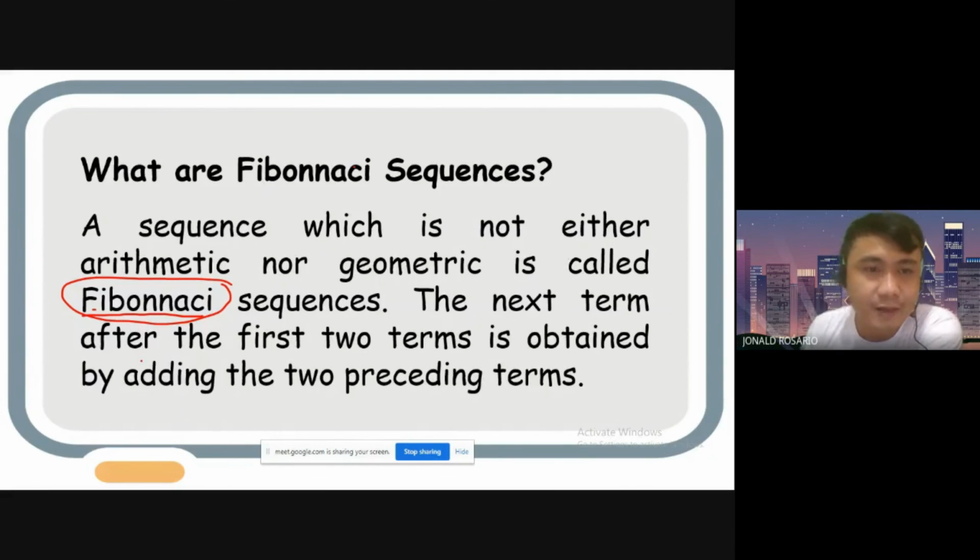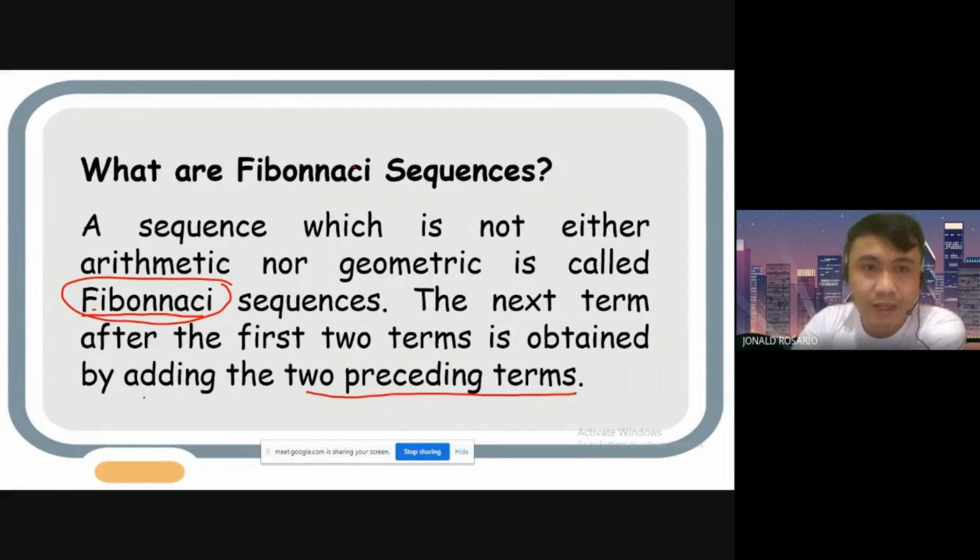The next term after the first two terms is obtained by adding the two preceding terms. Yan. So, hindi lang isa ang ating pag-a-addin, kundi dalawa. Para daw makuha yung susunod na term, ay add natin yung two preceding terms, yung dalawang nauna na term. Okay? So, paano yan, sir? Paano natin gagawin yan? Okay.